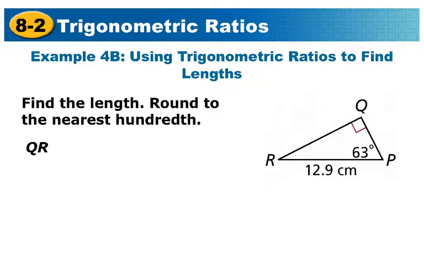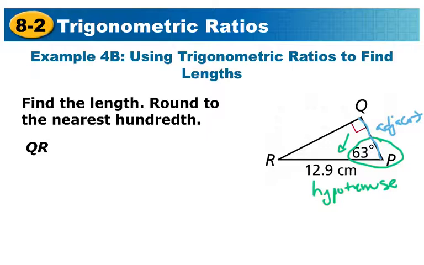Alright, so the next one here, we're going to find the length and round to the nearest hundredth. So it's the same idea as before. I'm going to identify where my angle is. It's right here. Based on where my angle is, this is the hypotenuse. It's across from the 90-degree angle. This one is the adjacent side coming out of it. And therefore, this last one is the opposite.